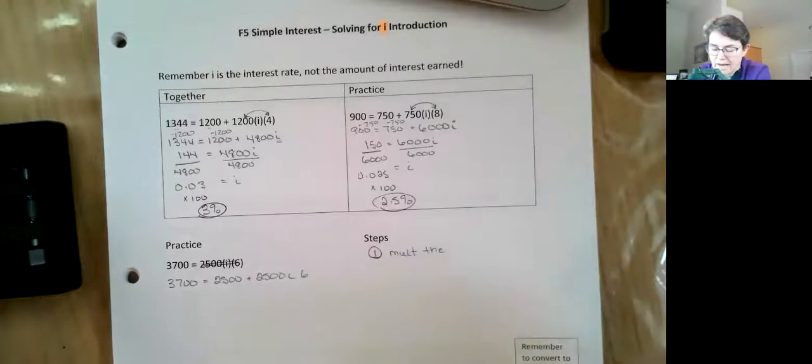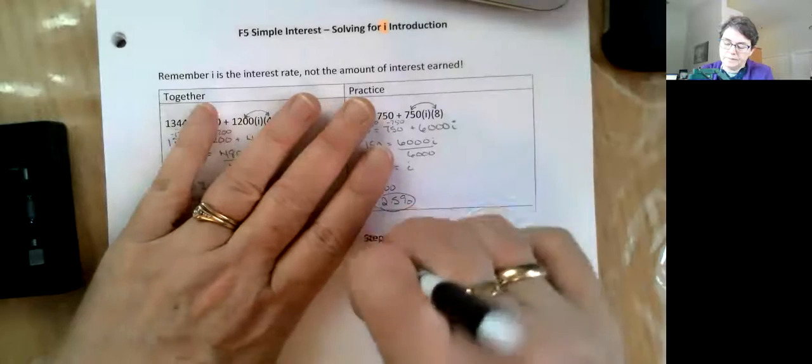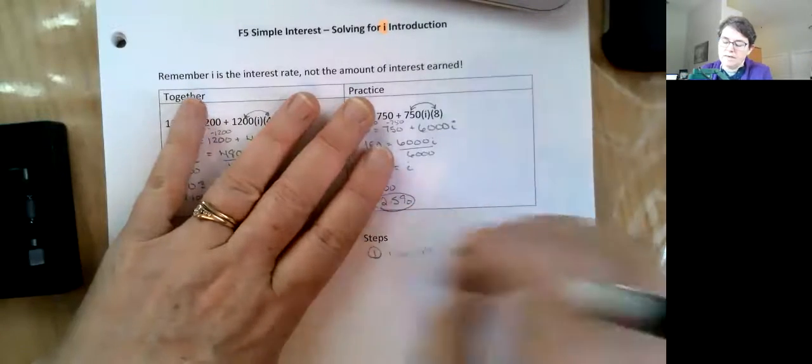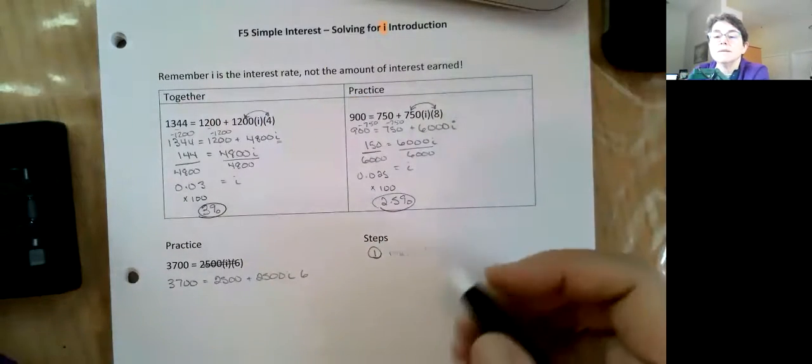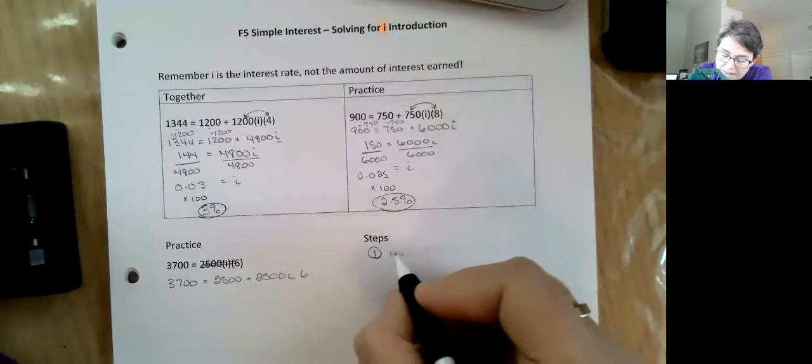Okay, so we're back. All right, so I realize the steps here are not going to be very exciting because they're the same steps that we use for solving equations. So simplify each side.